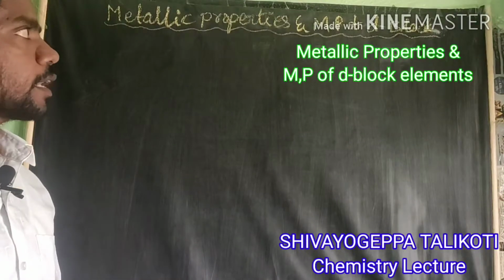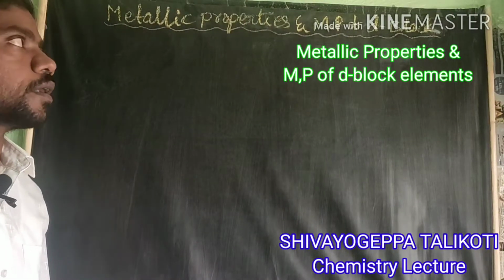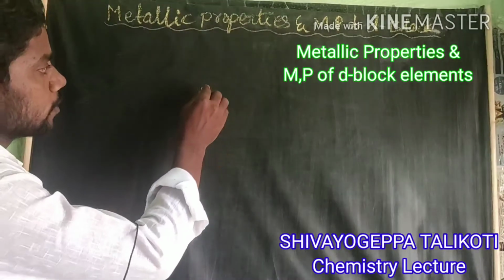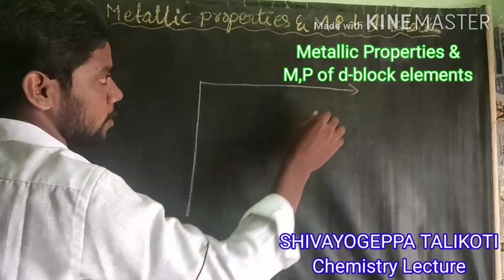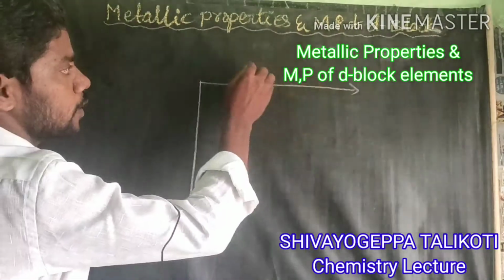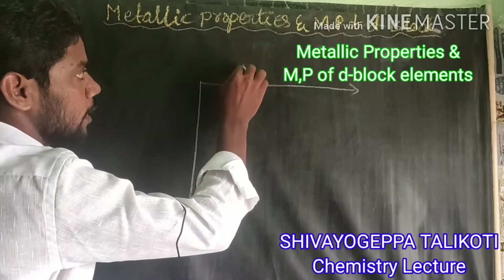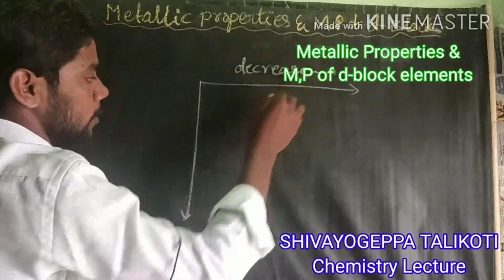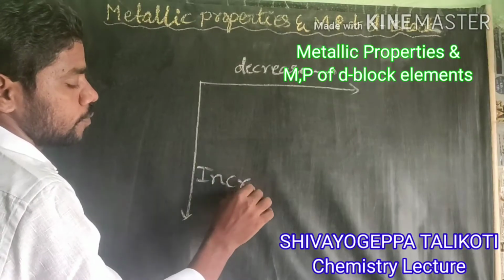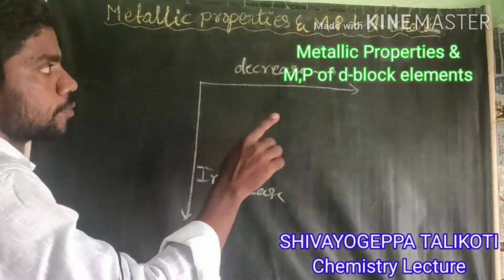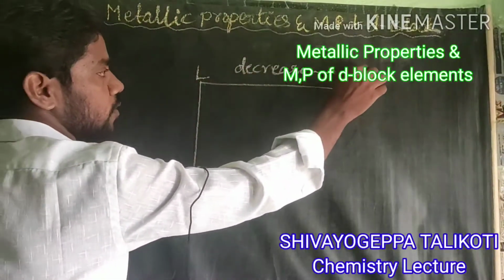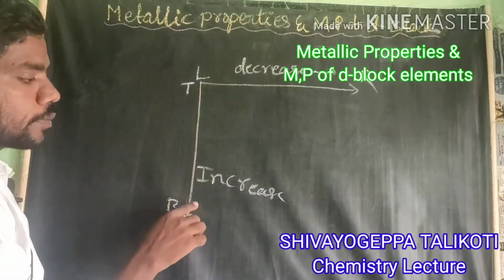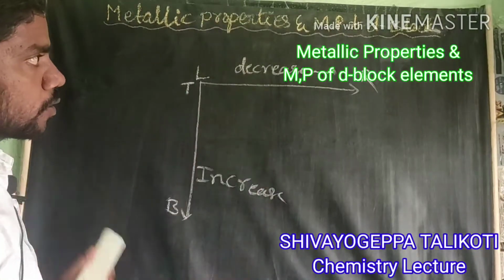Once you understand metallic property and then melting point, they are very important, because I will tell you why. First, consider metallic character in the periodic table. From left to right, metallic character decreases. From top to bottom, metallic character increases, and from bottom to top it decreases.